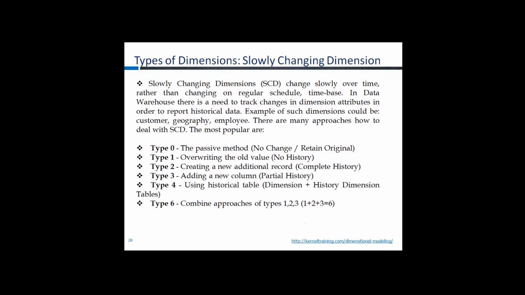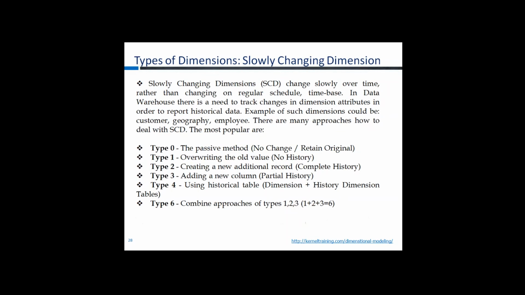And then there is type 3, which is basically partial history. It means sometimes your client says, okay, don't give me all the changes, give me only the current and the previous. If the customer has changed his address 10 times, the type 3 approach will say keep the 10th address and the 9th, and remove the previous 8 addresses. Don't keep them in the database. Sometimes your client may say, I don't want the complete history because we do not analyze it. In that case, you have to go for type 3. But basically the best one is the type 2 dimension.